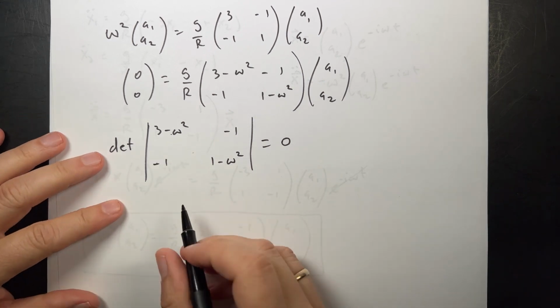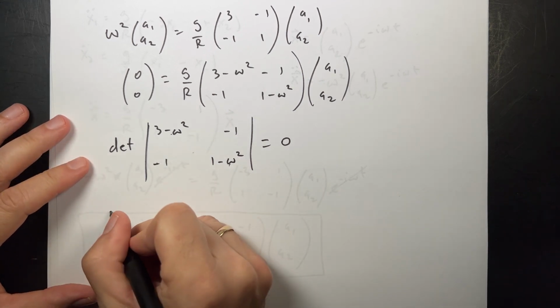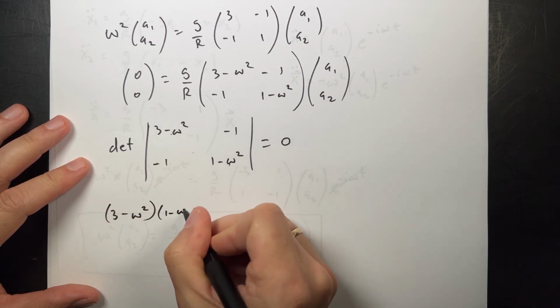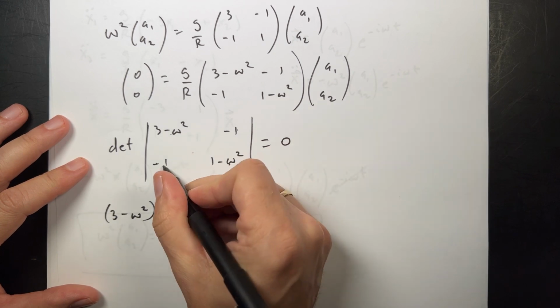Okay, so we can take this determinant. It's going to be this times this, so 3 minus omega squared times 1 minus omega squared. And then this times this is 1.